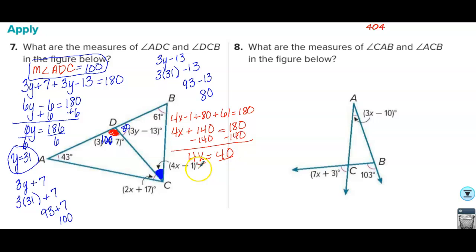And I think we can all guess where this is going. That means that x is 10. All right, so if we know that x is 10, can we solve for this blue guy now? You bet we can. The measure of angle DCB, okay, that's that angle, is 4x minus 1. Well, if x is 10, it would be 4 times 10 minus 1, which would be 40 minus 1, which is 39. So the measure of angle DCB is 39 degrees.